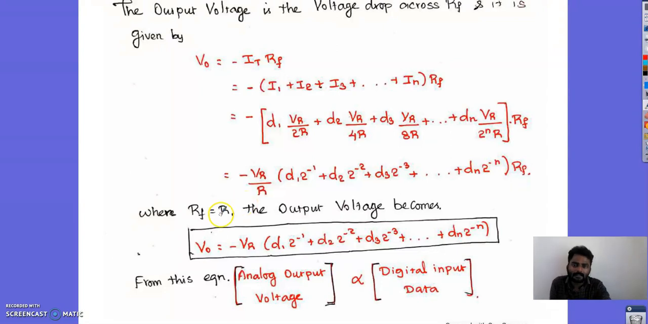So when your feedback resistance is equal to input resistance R, then what happens to your output voltage? Your input resistance and feedback resistance get cancelled. So your output voltage will become minus VR into d1 into 2 power minus 1 plus d2 into 2 power minus 2 plus d3 into 2 power minus 3 plus etc. up to dn into 2 power minus n. So from this equation, we might conclude one thing: that analog output voltage is proportional to digital input data.